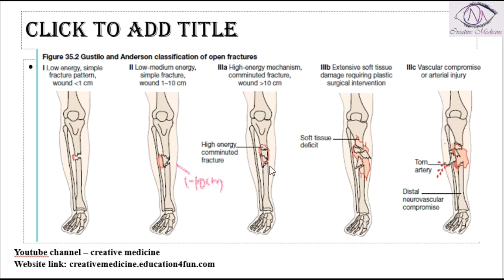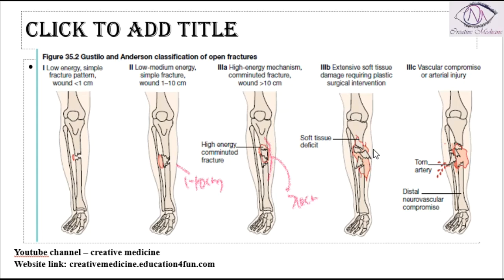Whereas in 3A, the wound is more than 10 centimeters. It can be a comminuted fracture, that is, a fracture with multiple fragments, and adequate periosteal coverage is present in stage 3A. In stage 3B, there is soft tissue destruction.